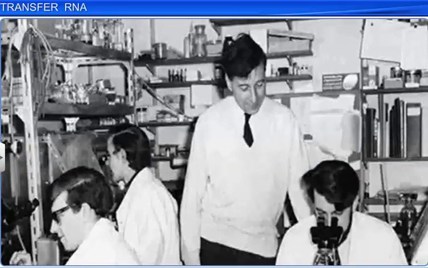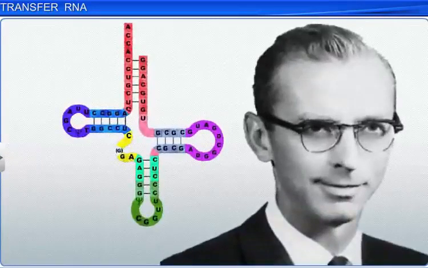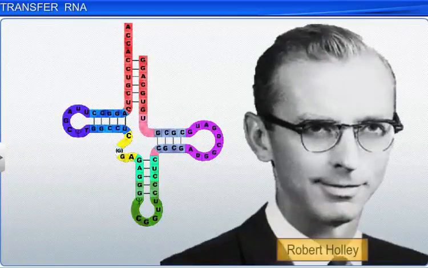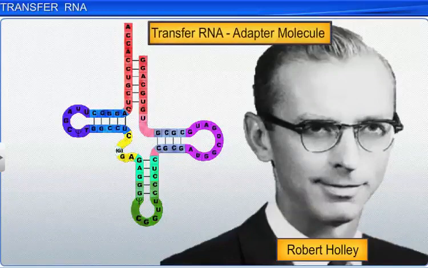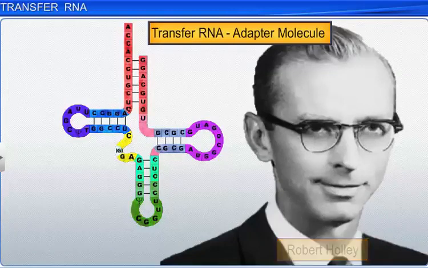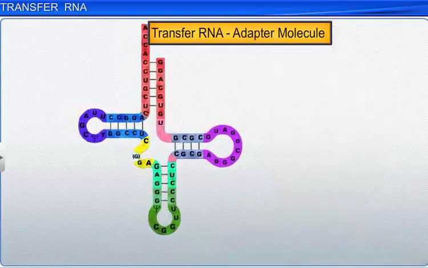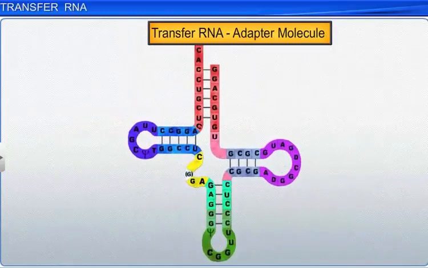Success, however, came to Robert Hawley when in 1965 he discovered transfer RNA or tRNA, the adapter molecule, and also worked out its entire chemical structure. Today we know that tRNA, the smallest of all RNA molecules, is made up of about 75 nucleotides.